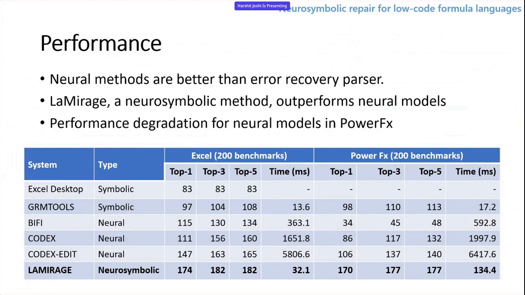Now, another interesting observation is that the performance of neural models decreases as we move on to the PowerFX domain. And this is likely because PowerFX is a low resource language. You don't have a lot of data for this in the wild, and therefore these neural models haven't seen a lot of PowerFX data.